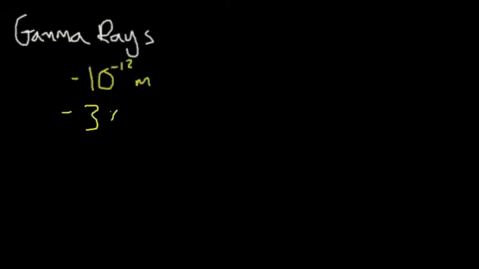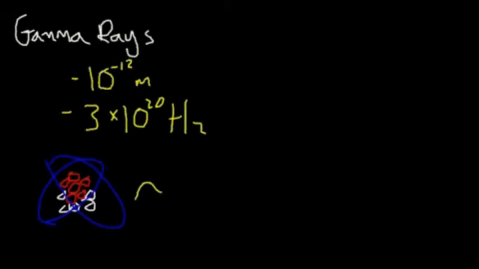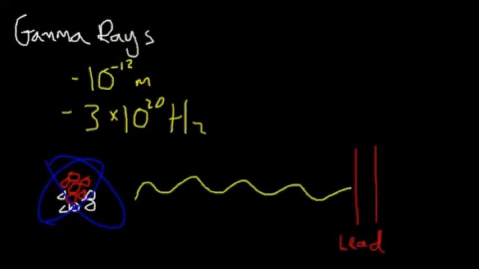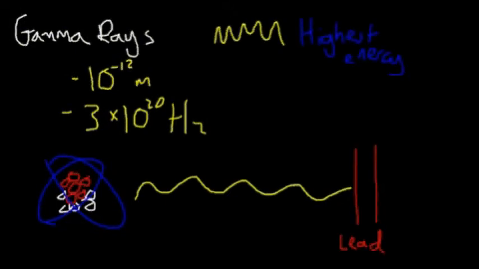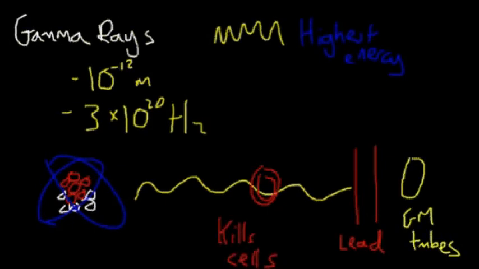Gamma rays transfer the highest amount of energy as they have the shortest wavelength and highest frequency. They are emitted by unstable radioisotopes in the sun and are absorbed by things like lead but can pass through skin, making them useful for medicinal purposes as they can kill cancer cells and sterilize surgical equipment.